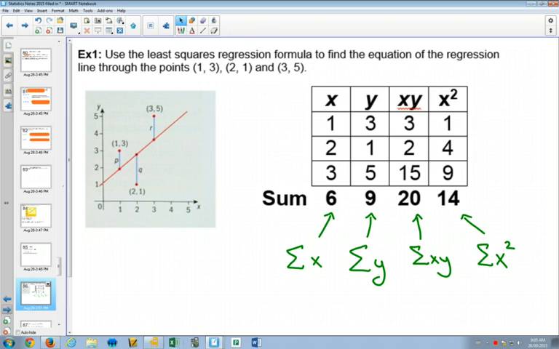So we've got a table here set up with those points. We've written down what xy is. We've written down what x squared is. And we've got the sum of all of our x values, the sum of all of our y values, the sum of all of our x times y values, and the sum of all of our x squared values.